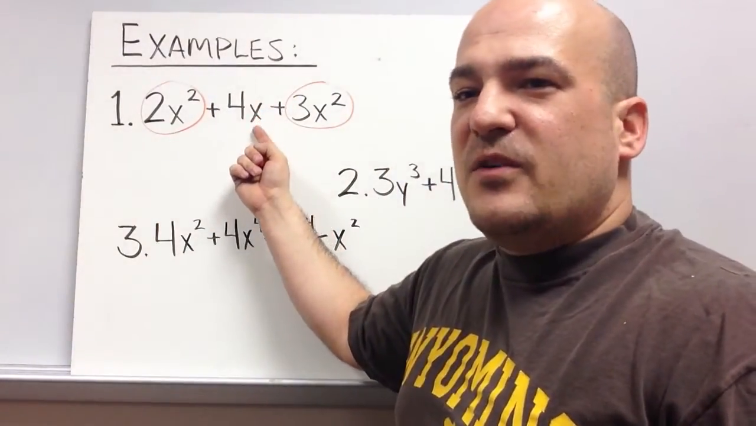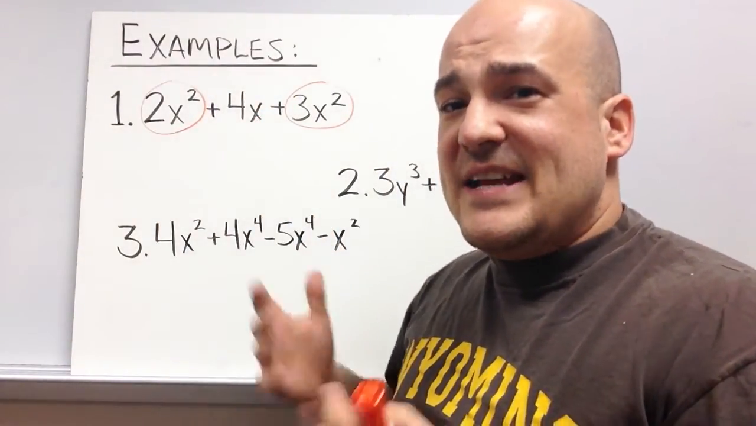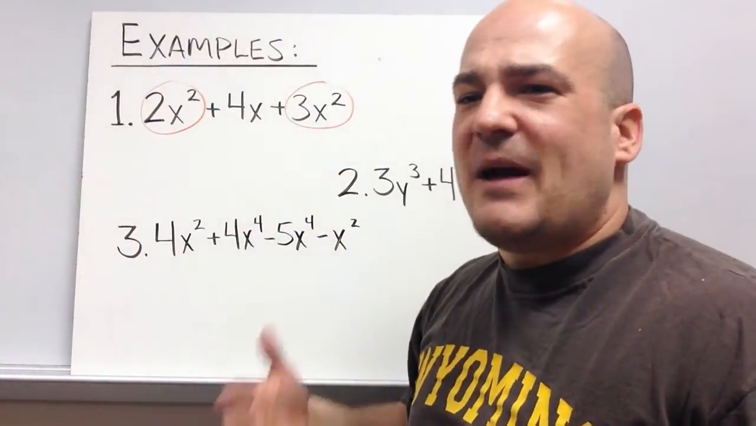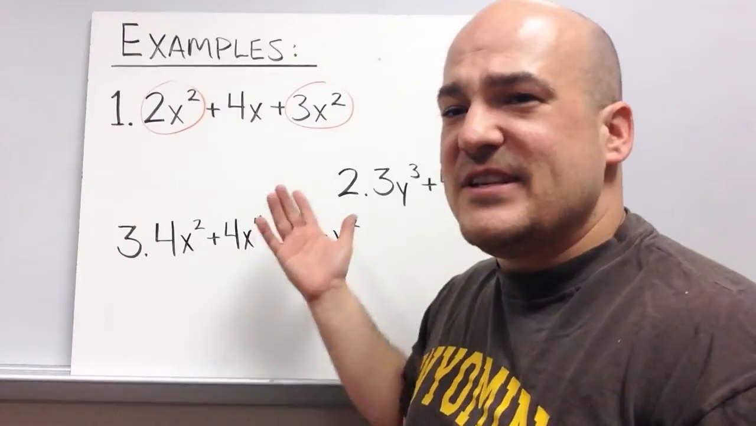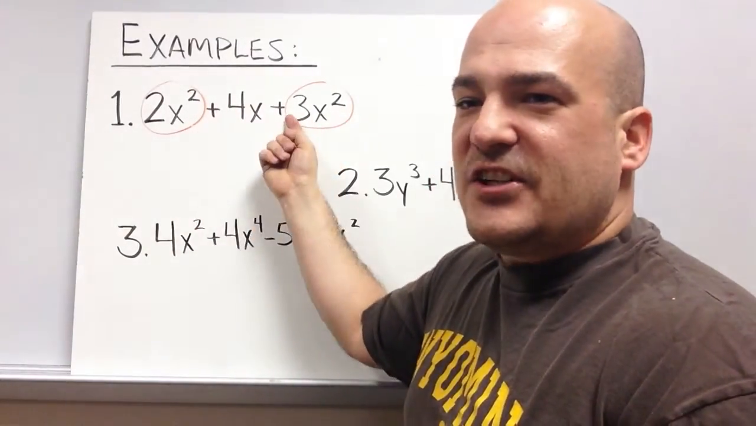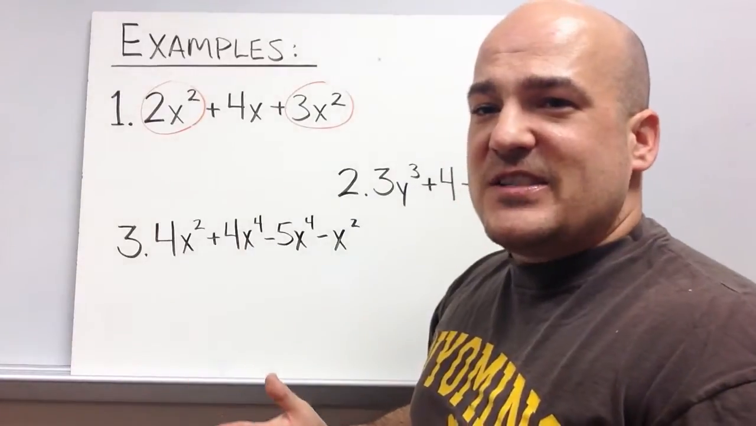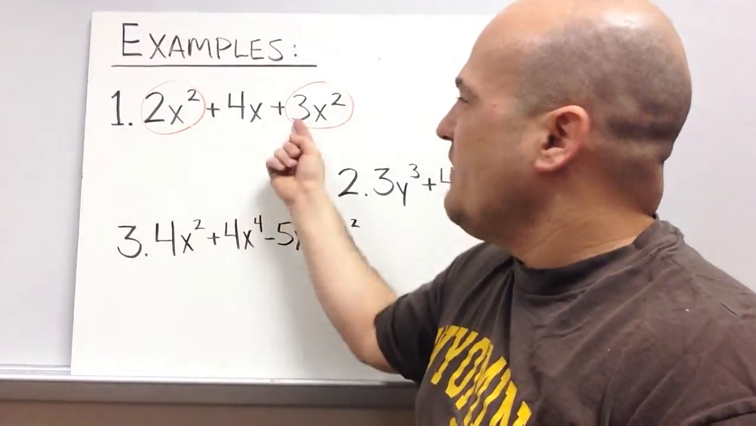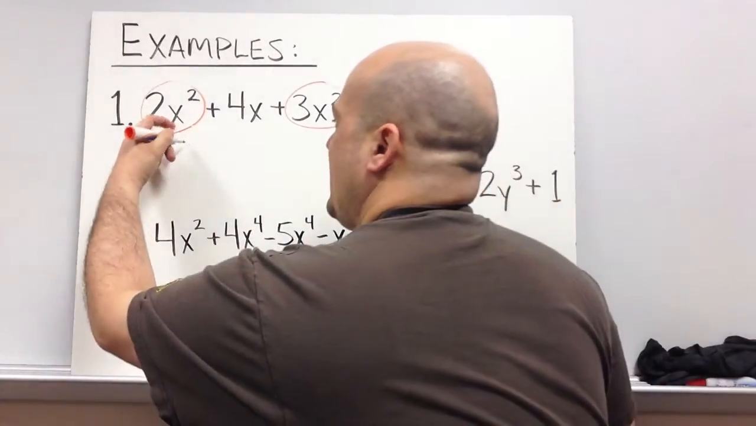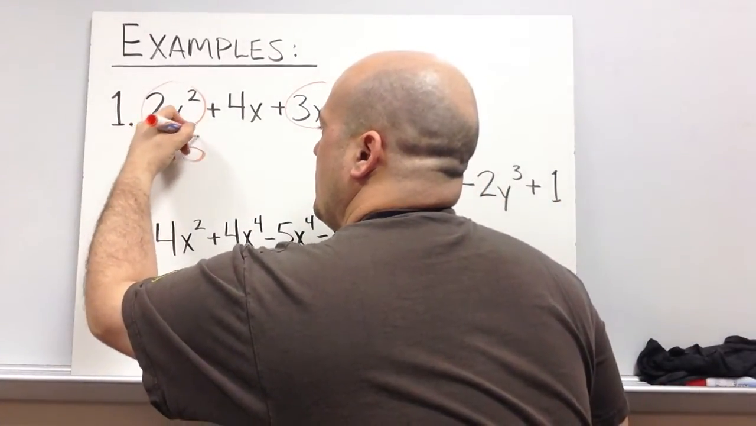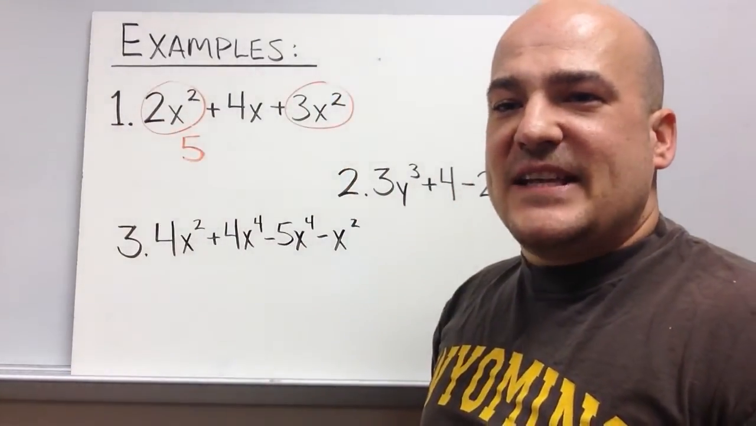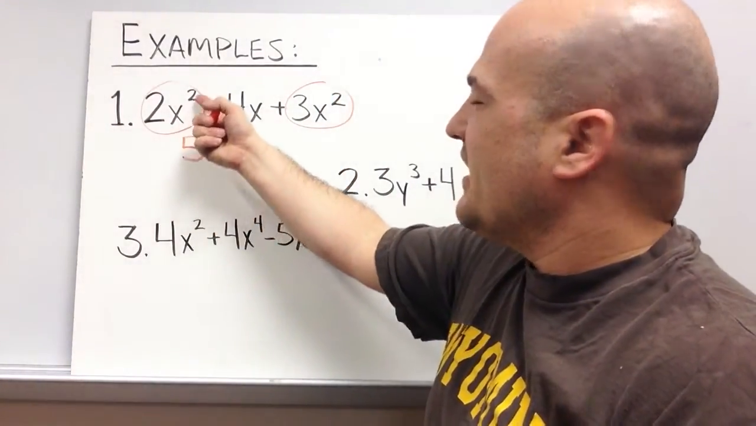This other number, 4x, has the same base, but it doesn't have the same exponent, so it's not a like term. I cannot add that term to these other terms. Okay, so I found the two like terms. Now I go back to those steps. The step said add the coefficients, so 2 plus 3 is 5. And then it said keep the base and the exponent the same, so I'm going to keep the x squared.